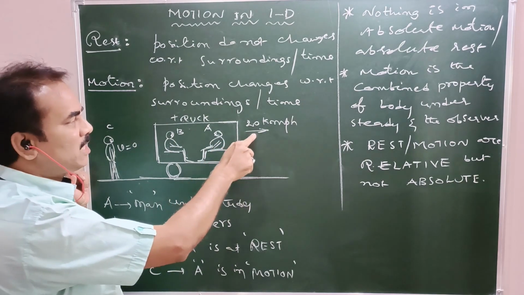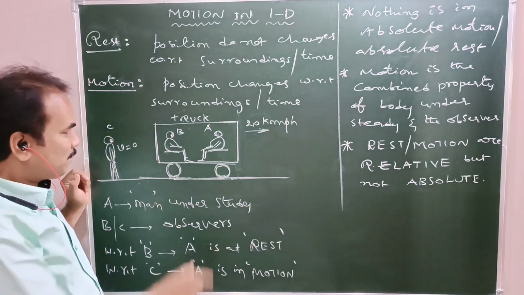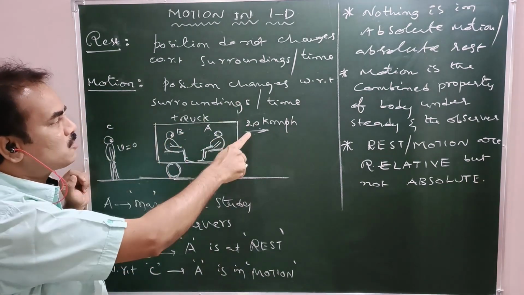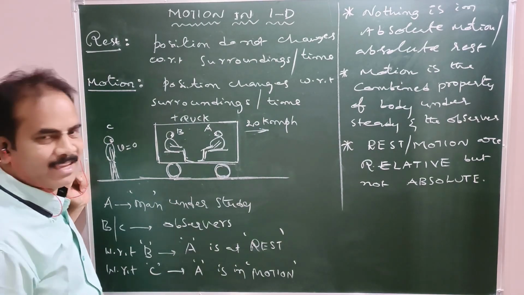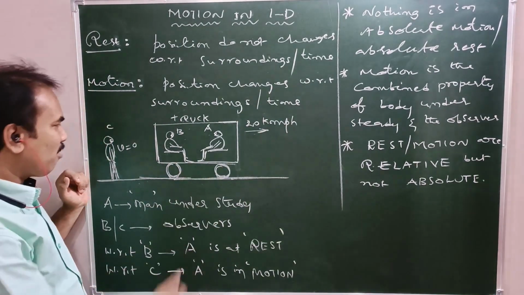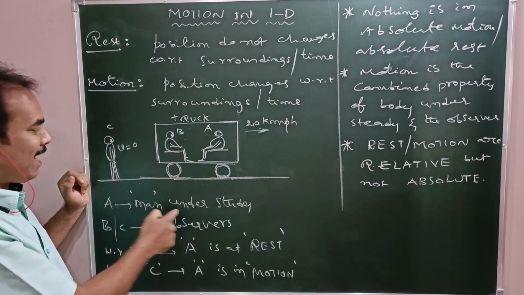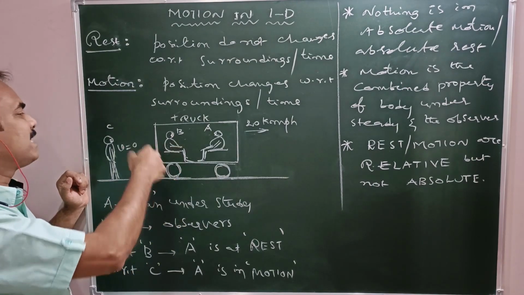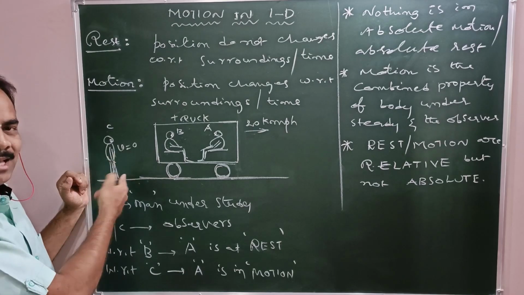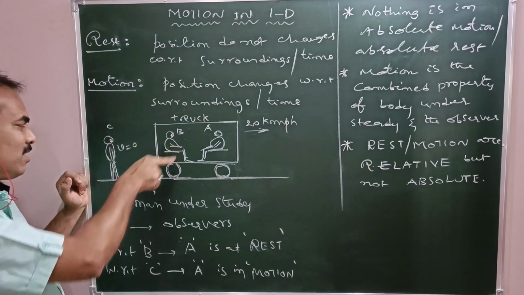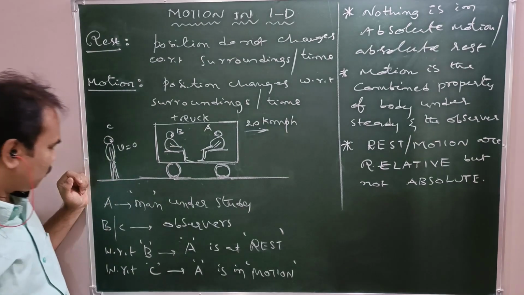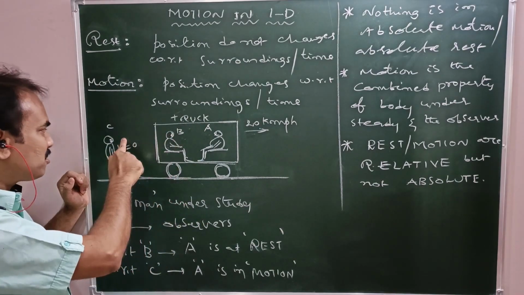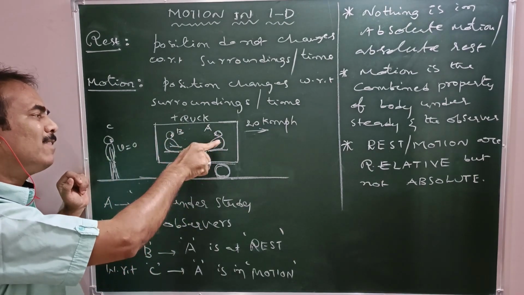With respect to ground, the truck is under motion with a velocity of 20 kmph. As far as ground is concerned, person A, person B, and the truck also move with the same velocity 20 kmph, kilometer per hour. As an example, I am taking A as the man under study, and B and C are observers. B is one observer inside that moving truck, and C is one more observer standing outside of the truck, somewhere on the ground. So B and C are observers, A is the man under study.